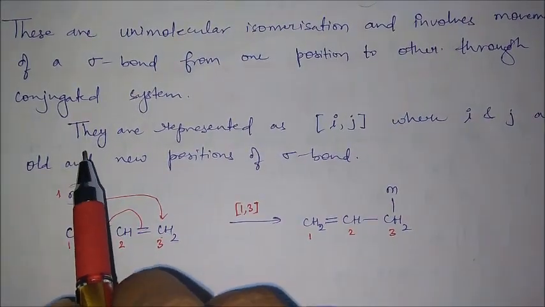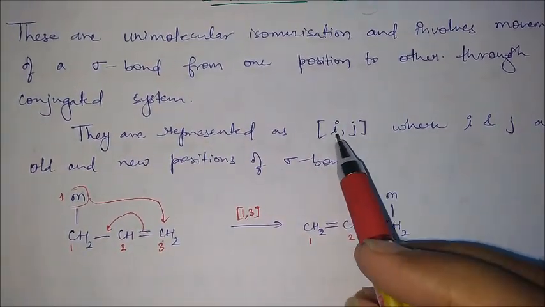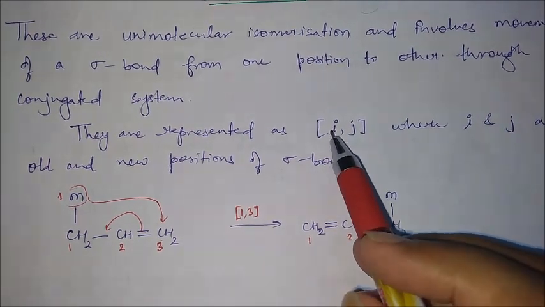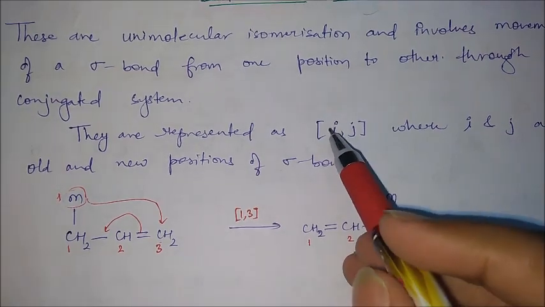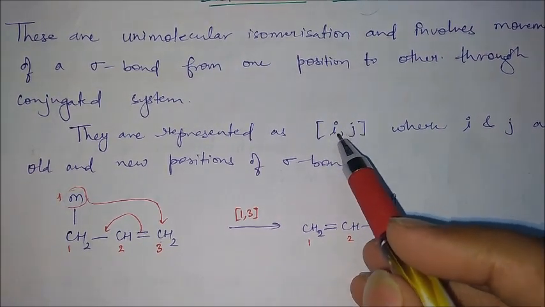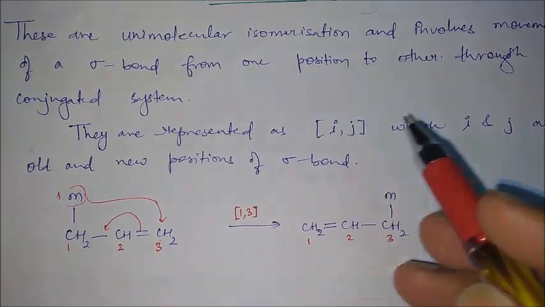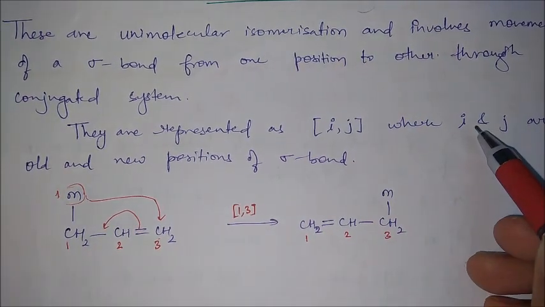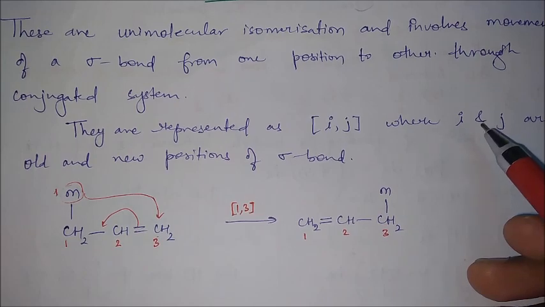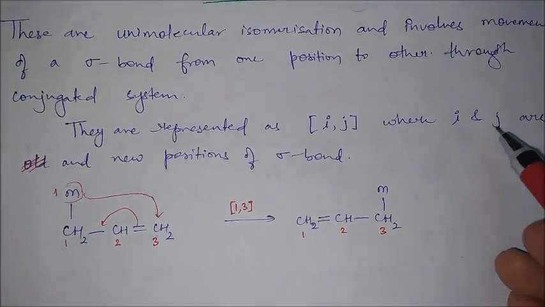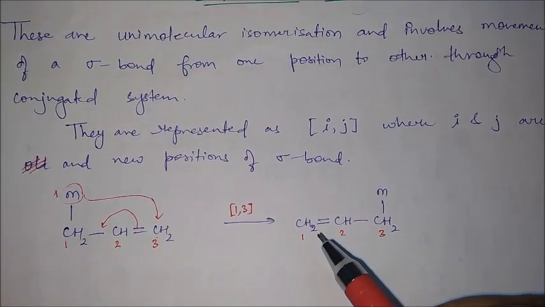Now they are represented in square brackets as [i,j], where i and j are two digits. You represent it in a number way, either it can be [1,3] or [3,3], something like that. So i and j are digits, and they represent the new position of your sigma bond. It's written wrong here, it should not be the old position. So the i and j are the new position of your sigma bond.